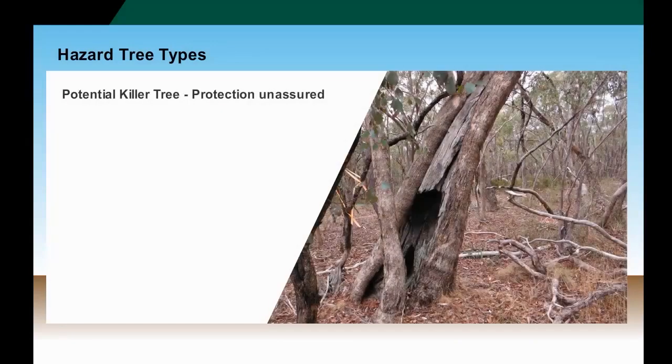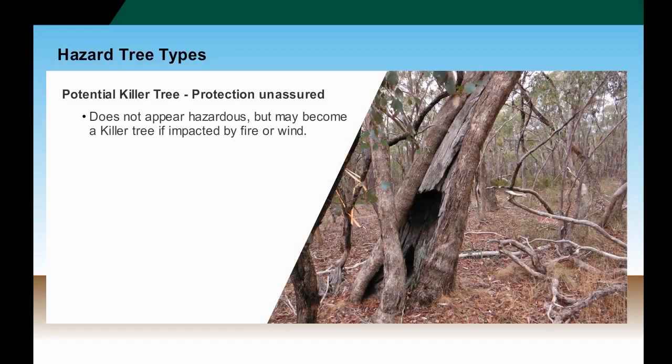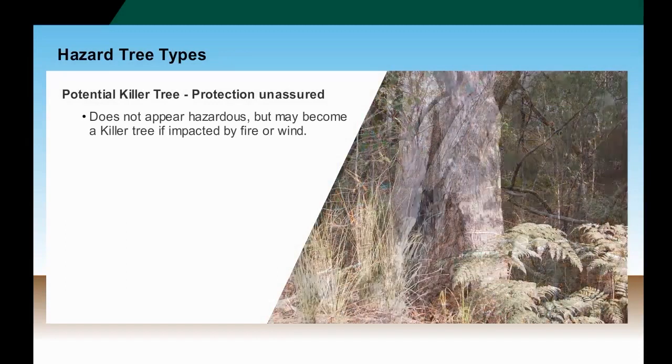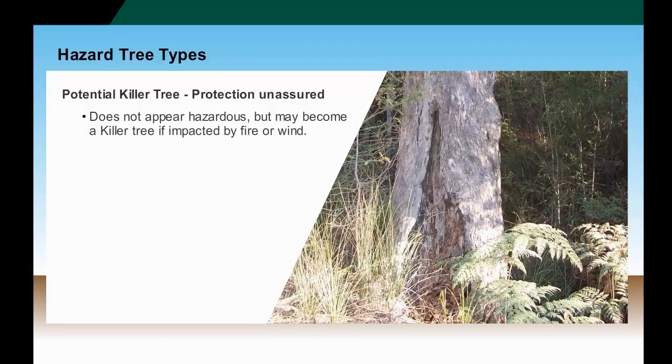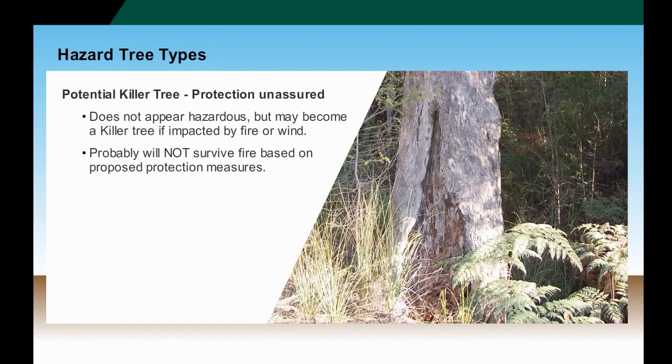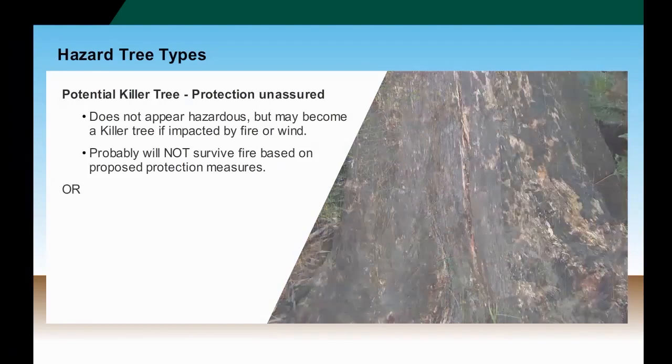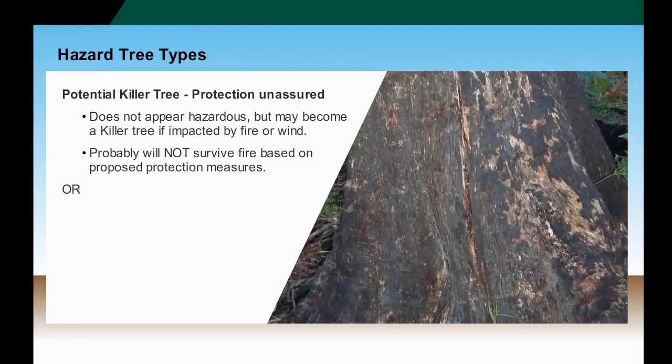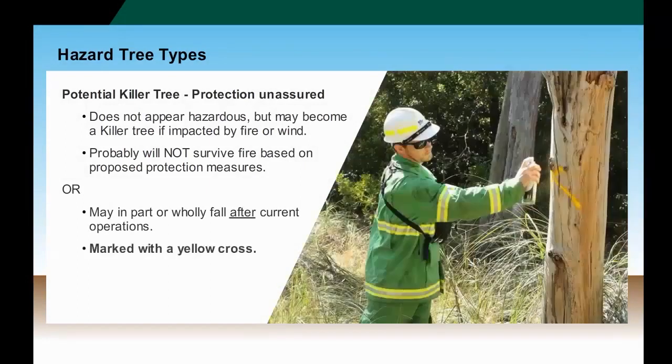A potential killer tree, protection unassured, is a tree which, in its current state, does not appear hazardous, but may become a killer tree if it catches alight or is impacted by wind or other fire-related disturbance. It does not have a high probability of surviving the fire intact, based on the proposed protection measures and likely response resources available. Or a tree which, in its current state, may in part or wholly fall after current operations. These trees are also known as X trees, as they are marked with a yellow cross, or X.